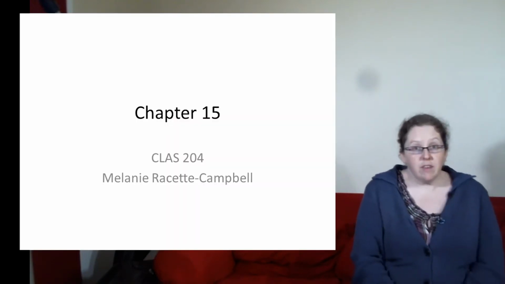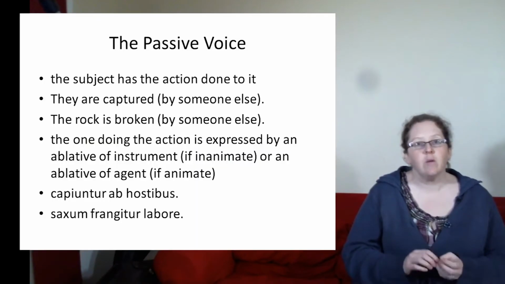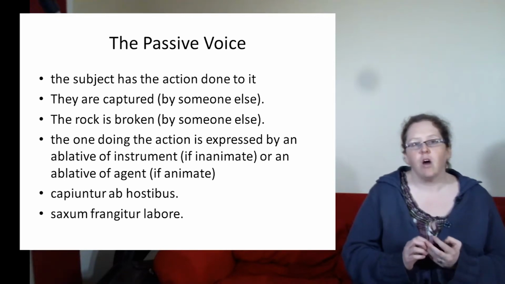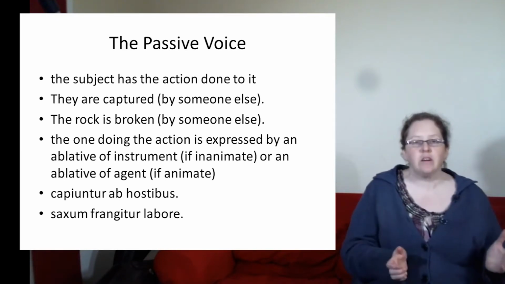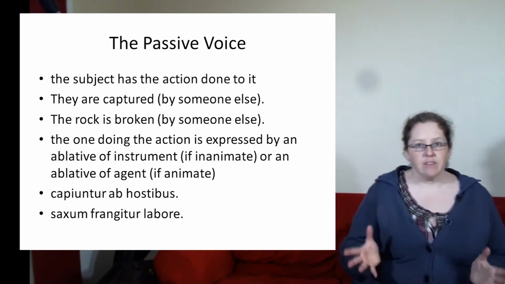So Chapter 15 takes up basically exactly where we left off at the end of last term. The last thing that we learned last term was the passive voice. We learned the first half of the passive voice last term: the present, the imperfect, and the future tenses. And the reason that we only learned those tenses last term is because those ones are much more similar to their active voice counterparts than the other tenses are.